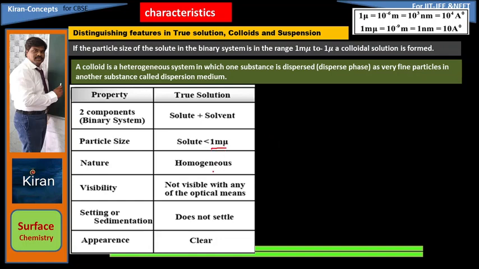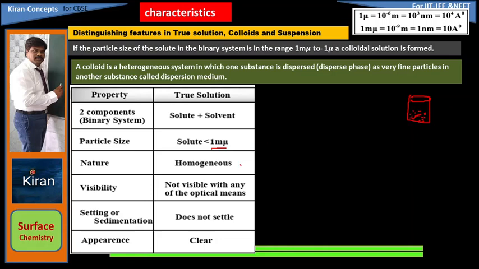A true solution is a homogeneous mixture. We cannot separate the solute and solvent by filtration. A sugar solution is formed after dissolving sugar. While filtering, you cannot separate the sugar particles and water separately. So this is homogeneous, meaning uniform distribution. Sugar particles are distributed uniformly.